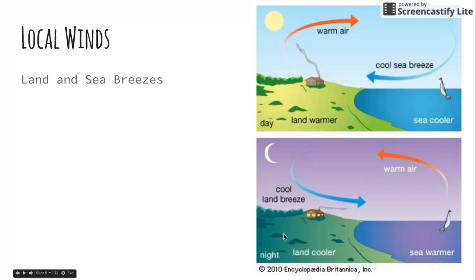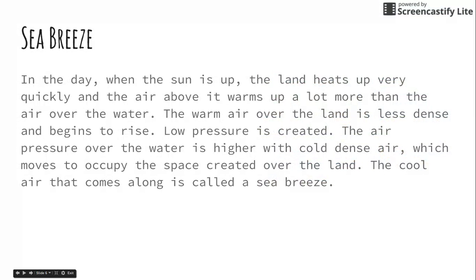During the nighttime, we switch to a land breeze. You have this land breeze, which is the cool air, sliding off of the land and going towards the sea, while the warm air over the sea rises up and moves towards the land. Now, the sea breeze: during the day, when the sun is up, the land heats up very quickly, and the air above it warms up a lot faster than the air over water. If you've ever been out in the ocean, you'll notice that it's a little bit cooler the further you go out away from the land.